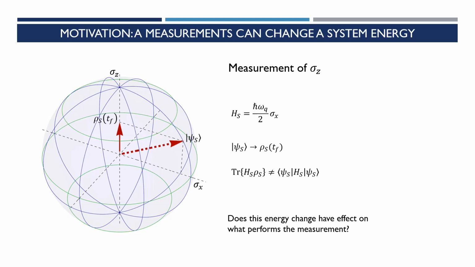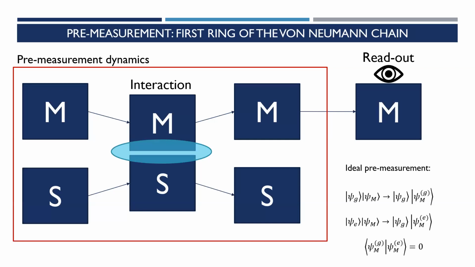So that's why there is this question. Does this energy change have an effect on what performs the measurement? So we will see if we can actually see the effect of this energy change on the meter when we analyze the pre-measurement. I have a slide on the pre-measurement.